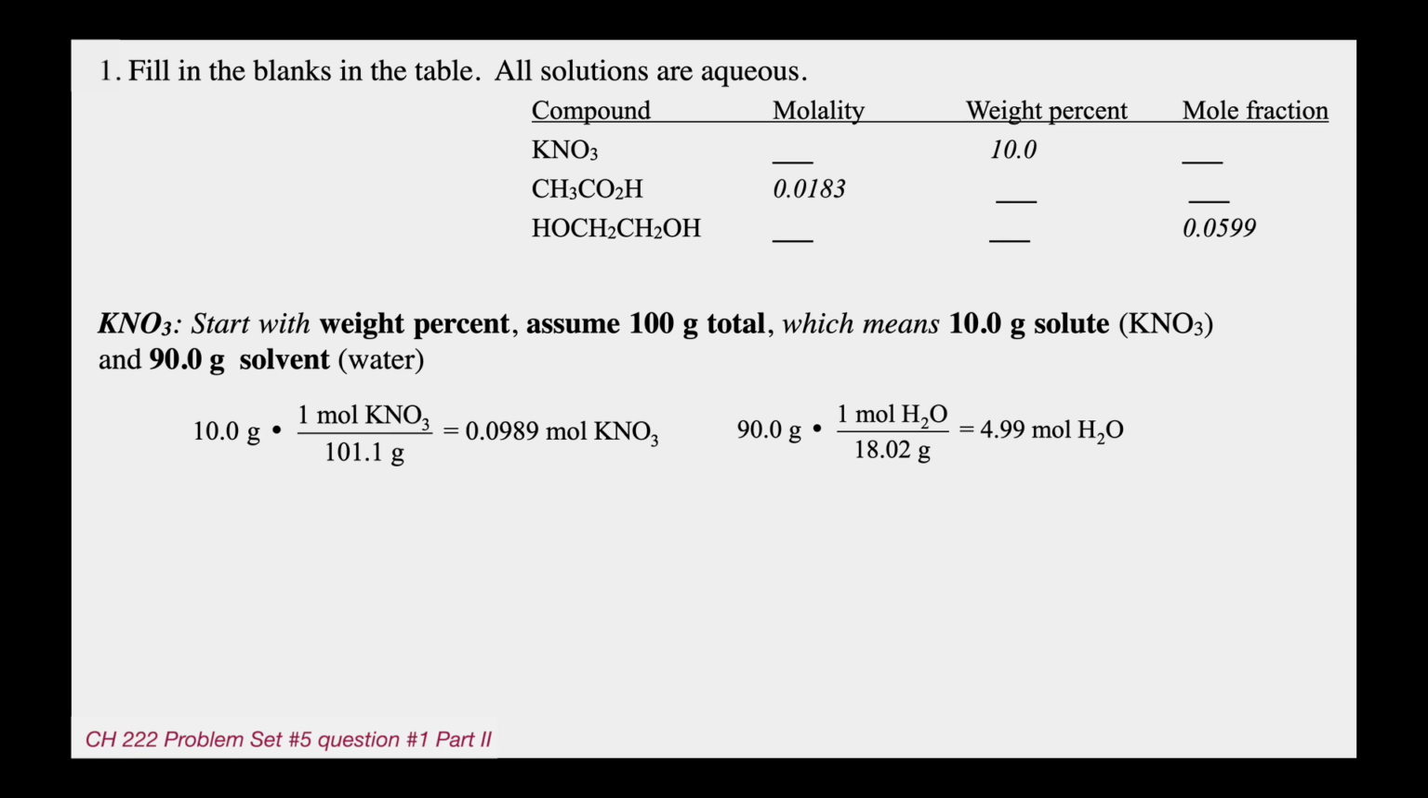KNO3, if you add that up, the molar mass is 101.1 grams per mole. So 10 grams divided by that gives 0.0989 moles KNO3. Water's molar mass is about 18.02 grams per mole. So 90 grams divided by that gives 4.99 moles of water. Now, once you have grams and moles of anything, you're ready to rock and roll.